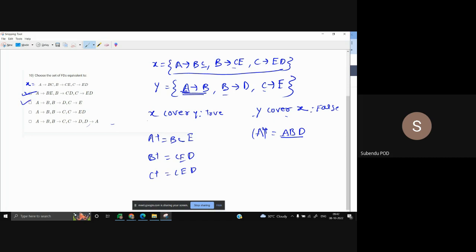So that is how to find the equivalent set of functional dependency. It is clear, right, for everyone? Okay. So now we will see the canonical cover.